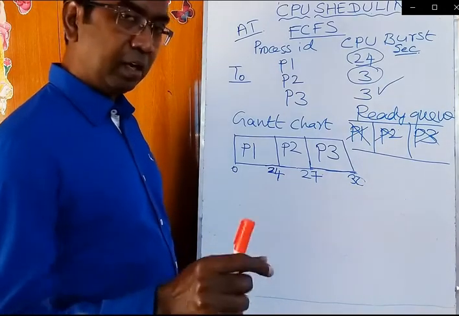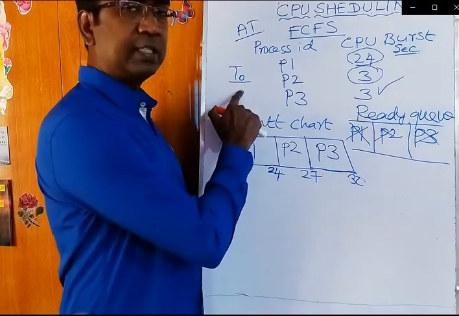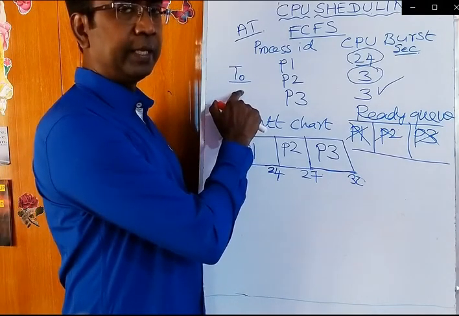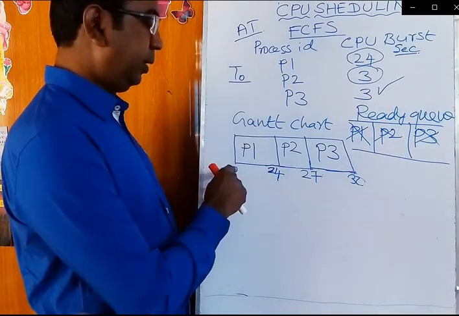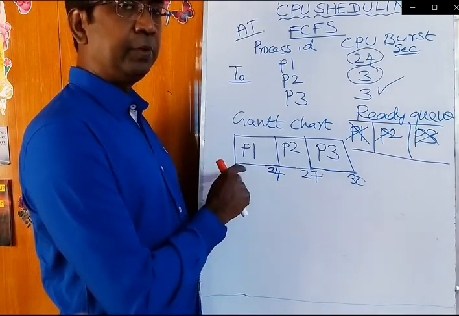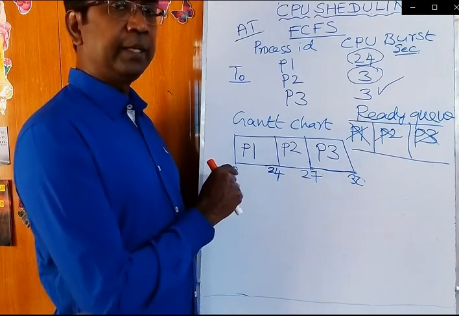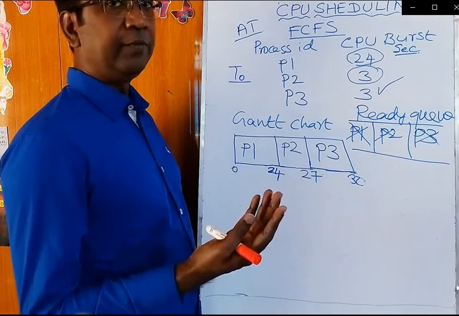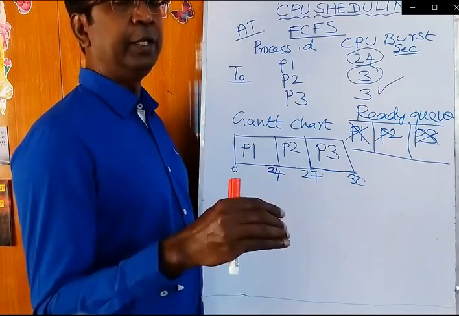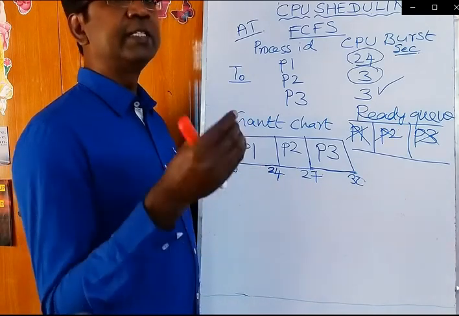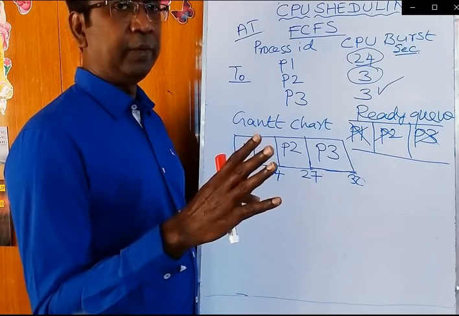Okay, let us consider logically. As everybody knows, all 3 processes arrive at the ready queue at time t0, for example at 0 seconds. Now P1 enters the CPU at 0 seconds. So how much time is P1 waiting? Logically speaking, it is not waiting for any time, because at time 0 it comes to the ready queue and at time 0 it enters the CPU. So there is no waiting time for process P1.